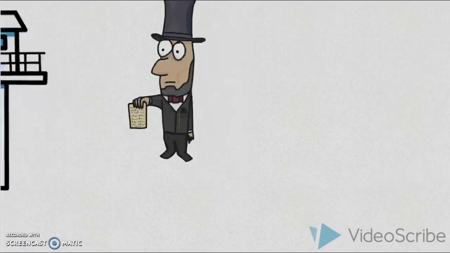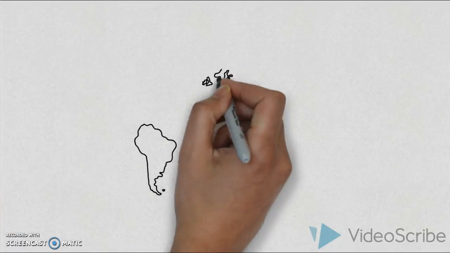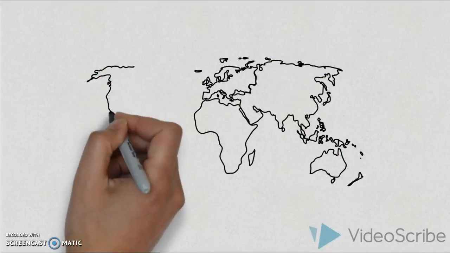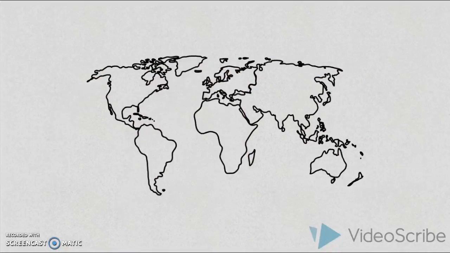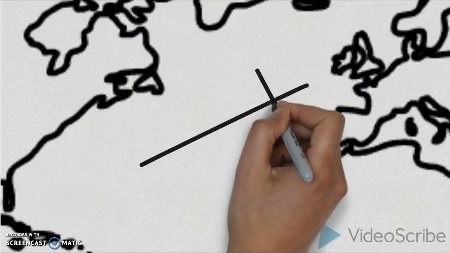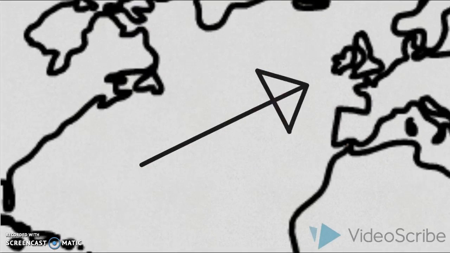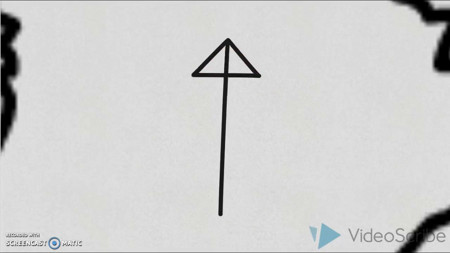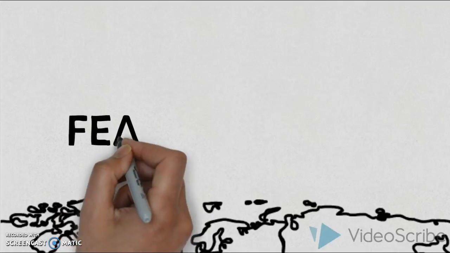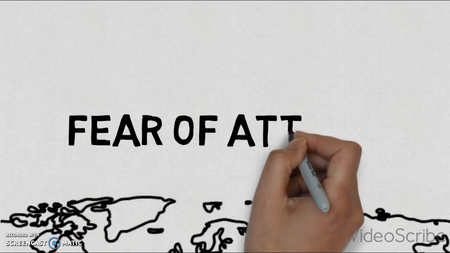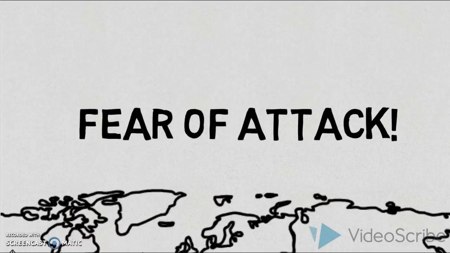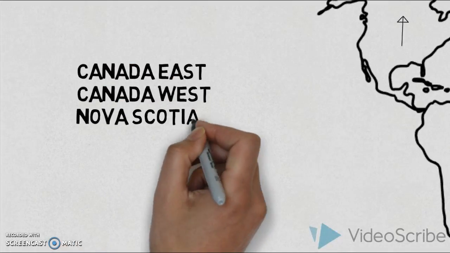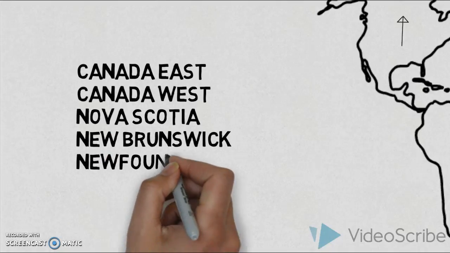So, what does this have to do with British North America? Well, Great Britain, geographically, is very far from the United States, making an attack practically impossible. But the colonies to the north of the United States, still under British rule, are very close and could easily be attacked. This worried the citizens in the British North American colonies, which included Canada East and Canada West, Nova Scotia, New Brunswick, Newfoundland and Labrador, and Prince Edward Island.